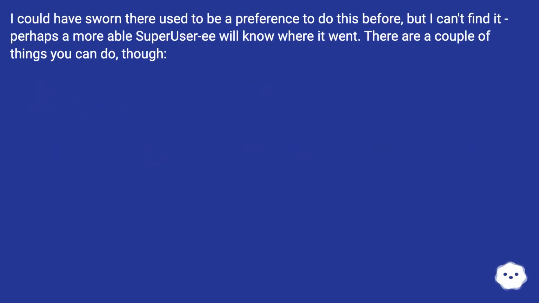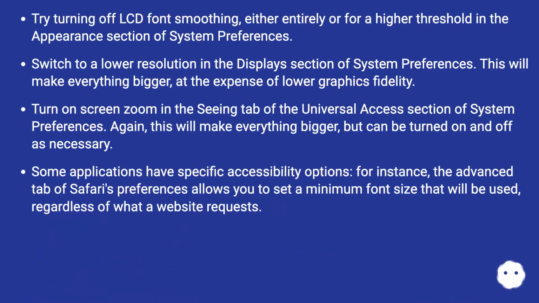I could have sworn there used to be a preference to do this before, but I can't find it. Perhaps a more able super user will know where it went. There are a couple of things you can do though. Try turning off LCD font smoothing, either entirely, or for a higher threshold in the appearance section of system preferences. Switch to a lower resolution in the display section of system preferences. This will make everything bigger, at the expense of lower graphics fidelity.